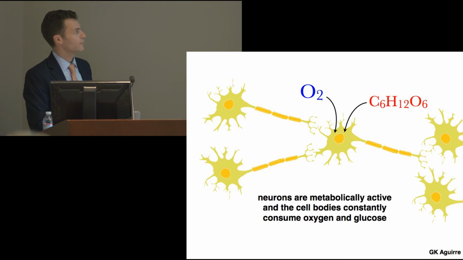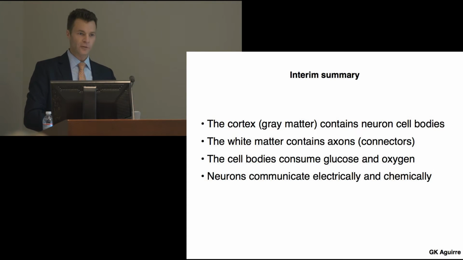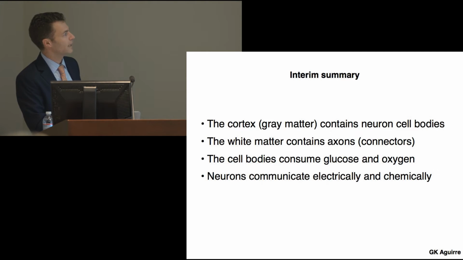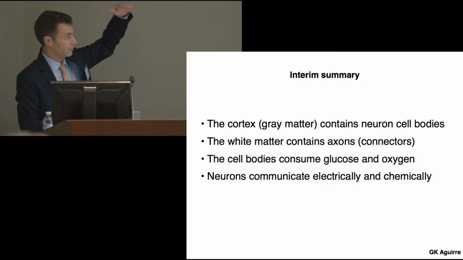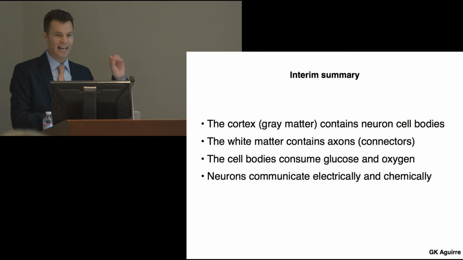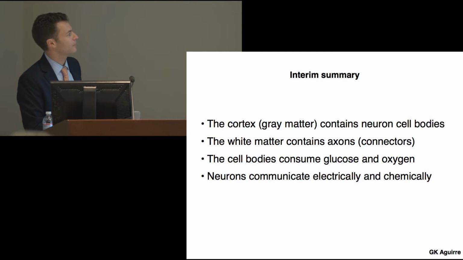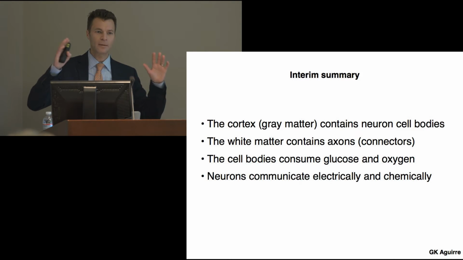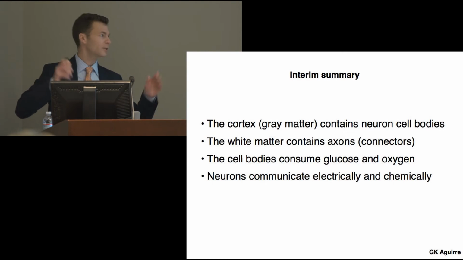Okay, so if you would like to take away just a couple of key points so far, here's what we have. So we have the brain divided into the cortex, right, which is the gray matter, and the white matter. The cortex or the gray matter contains the neuron cell bodies. The white matter contains axons, which are the connections between one nerve cell and the next. The cell bodies consume glucose and oxygen, right? And neurons communicate electrically and chemically. And there are tons of fascinating and important details about all these things. Just one little tidbit, right?